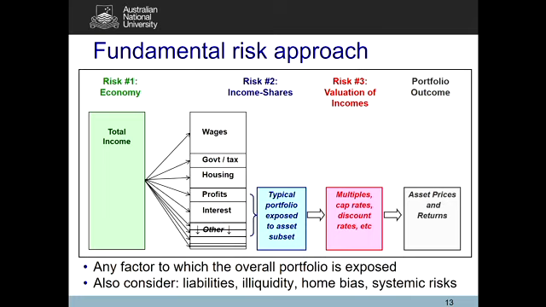number two, and that is the way that that income is split up into different sources. We call this income share risk, and remember, if the economy is a pie, risk number two would be changes in the size of the slices of that pie. You have the overall income in the economy. Some of it will be paid out as wages. Some will go to the government via taxes. Some will be paid into the housing market via rents. Some will go to companies as profits, some to debt holders as interest, and so on.